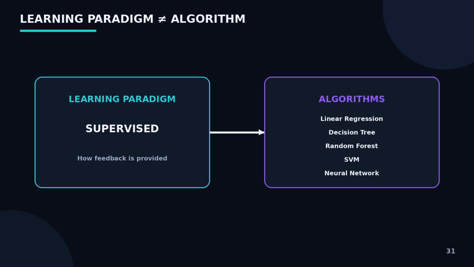There is one distinction I want you to remember as an aspiring machine learning engineer. A learning paradigm is not the same thing as an algorithm. For example, supervised learning is a learning paradigm. Under supervised learning, we can use many different algorithms: linear regression, logistic regression, decision trees, random forest, support vector machines, neural networks. Similarly, unsupervised learning has algorithms such as k-means and other clustering and dimensionality reduction techniques. So don't confuse supervised learning with a specific algorithm.